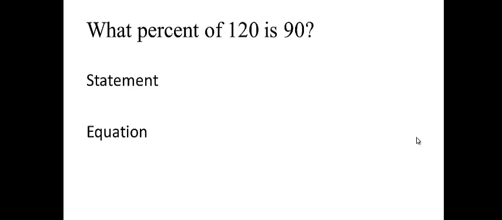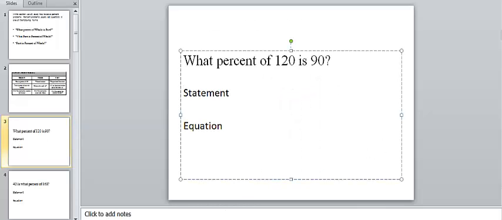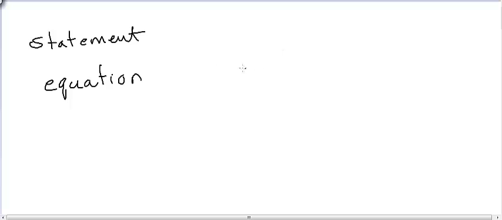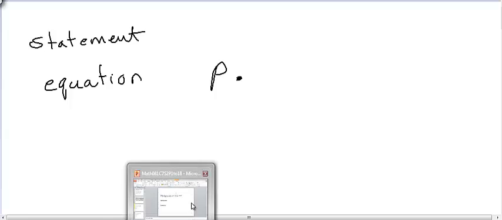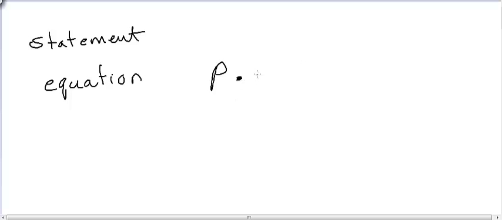Now we also interpret the word of as multiplication and is as an equation. What percent is what we're looking for. That will become our variable. So what percent of 120 is 90? Going left to right, what percent is my unknown variable, so I keep it as P. Of is interpreted as multiplication. 120 is 120. Is interpreted as the equal sign, and 90 is 90.